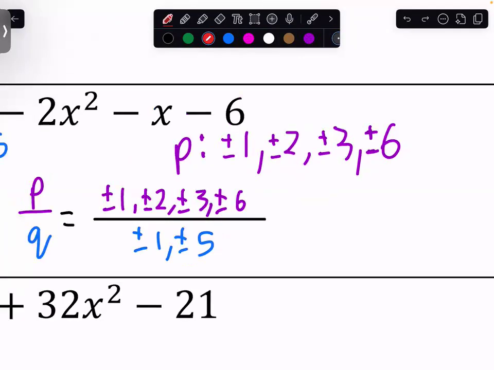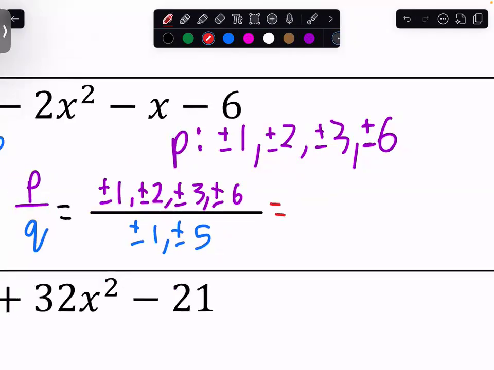What I like to do is cycle through the numerators one by one, all paired up with the first denominator. Then I'll cycle through the numerators one by one with the second denominator, and so on. So first I would pair up 1 divided by 1, which is 1. And again, you just always do plus or minus.